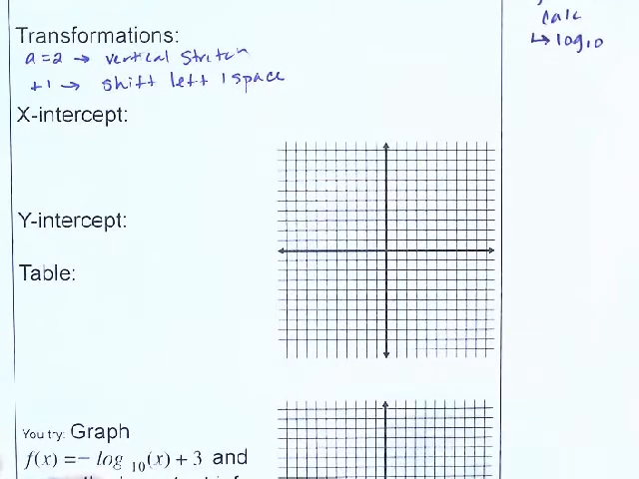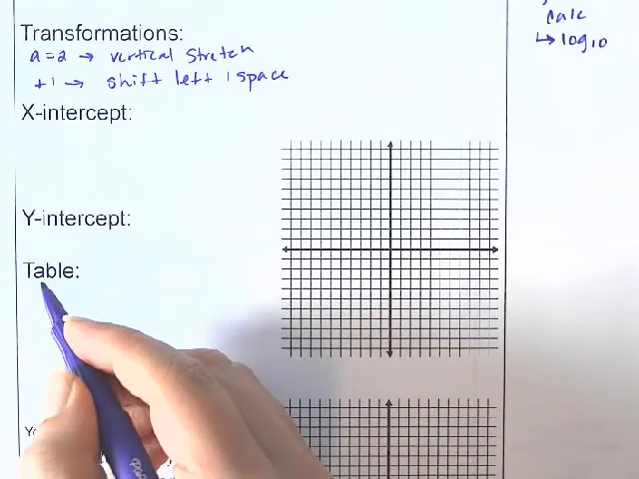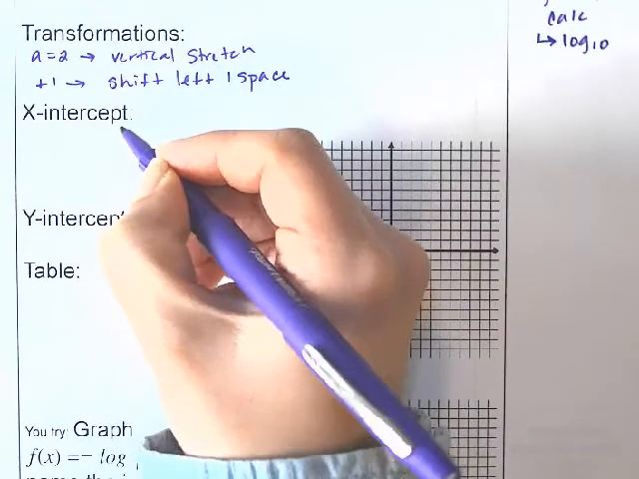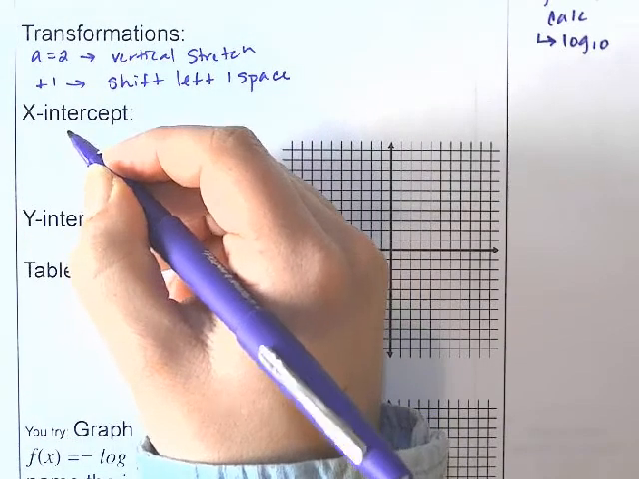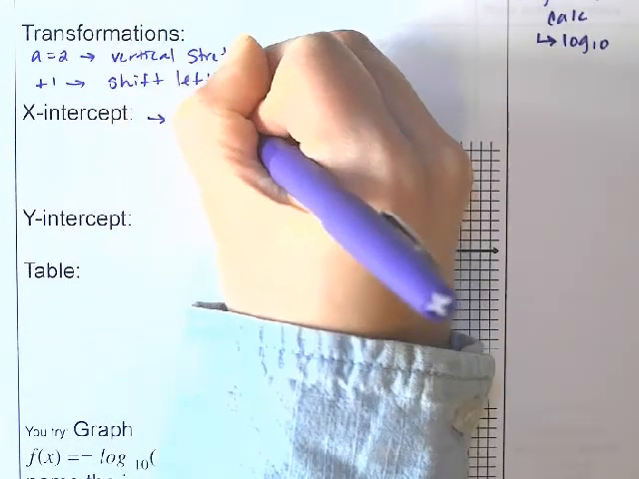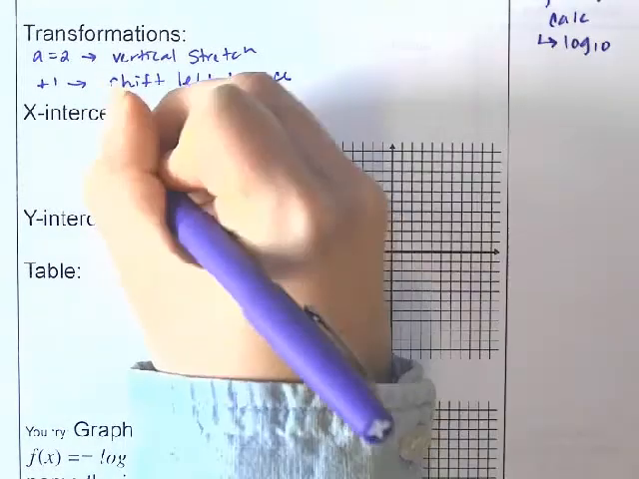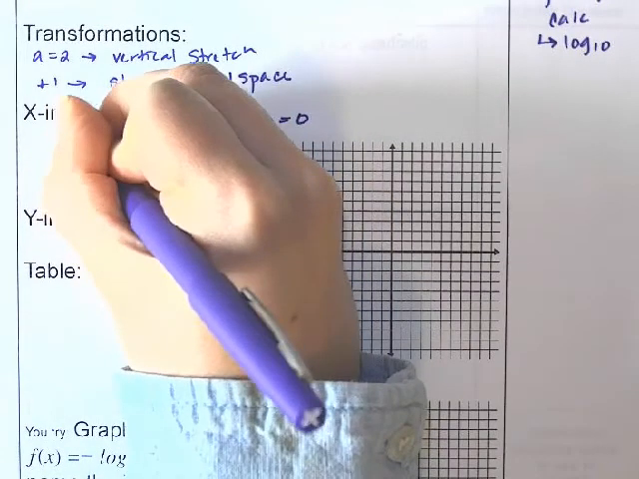All right, so this is the easy part. From here, I am going to look for a couple things. I'm going to rely pretty heavily on the table. So just a couple of interpretations. If I'm looking for the x-intercept, remember that that means where y or f of x is equal to 0.